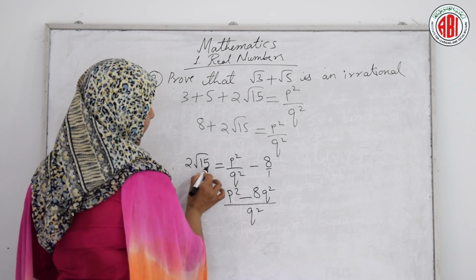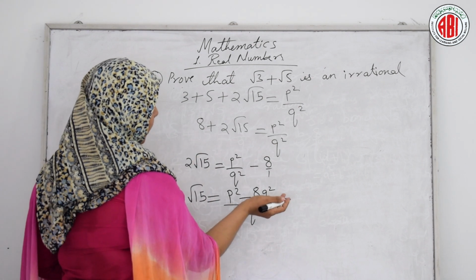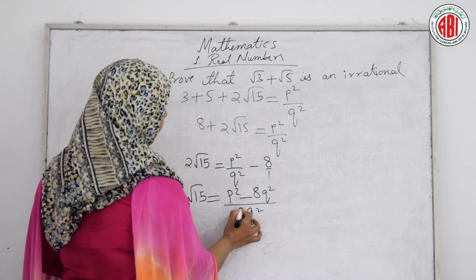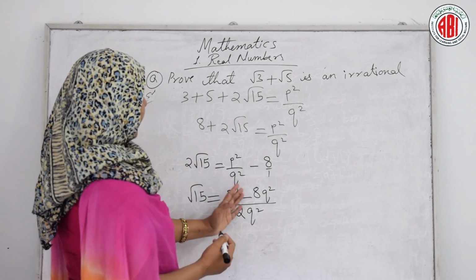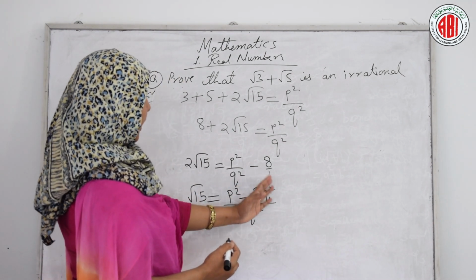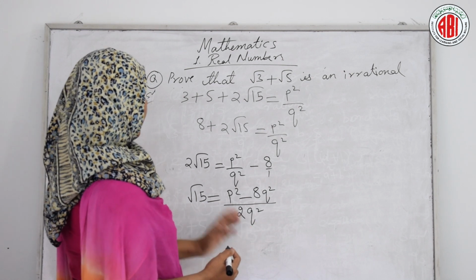So 2 is in multiplication form. If we shift it to the right side, this 2 goes to the divisor form, division. Now root 15 we are getting as p square minus 8q square by 2q square, right?